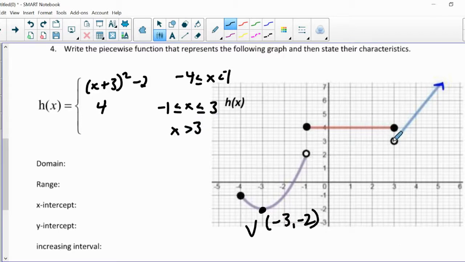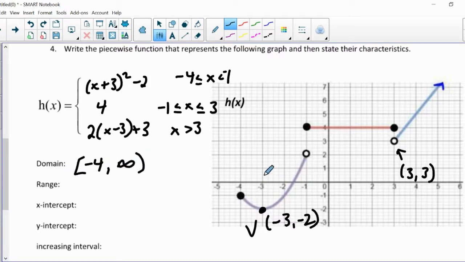I have a line, and I'm probably just going to use kind of a version of point slope, so I don't have to think about it, but the slope is 2, and then the point that I'm going to use is 3, 3. So 2 times (x minus 3) plus 3. The domain of this function is -4 to infinity. There are no gaps in my domain after that. I do have 2 holes, but there are values that are hit.